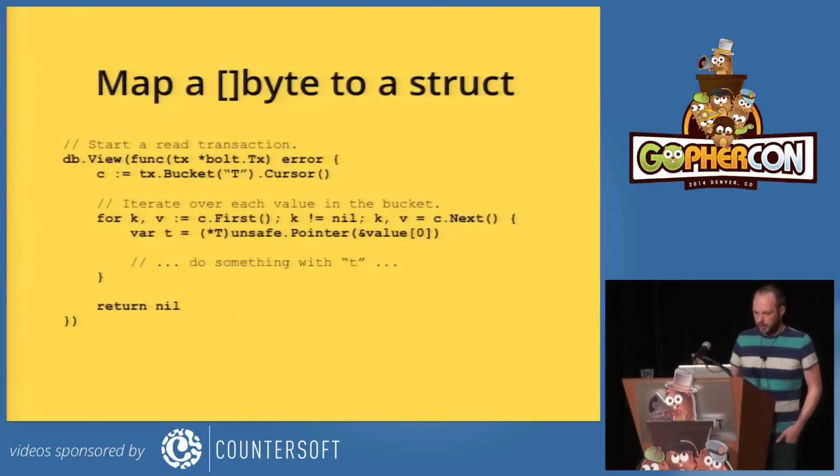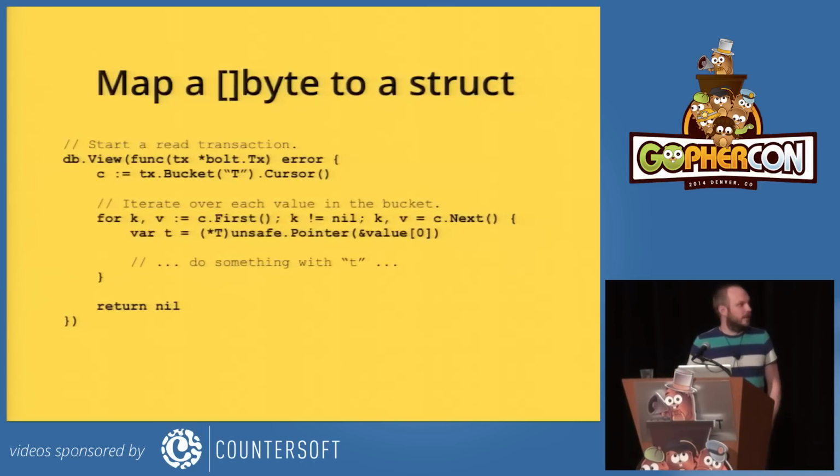And then we can go through. We can actually take this byte slice. So we'll walk through this. The view right here actually starts a read-only transaction. So we'll grab that same bucket we had before, but make a cursor. Now with this cursor, we can just start from the beginning of the bucket and go through all the values in the database. Each time we do that, we'll just cast to the type T. Does that make sense?